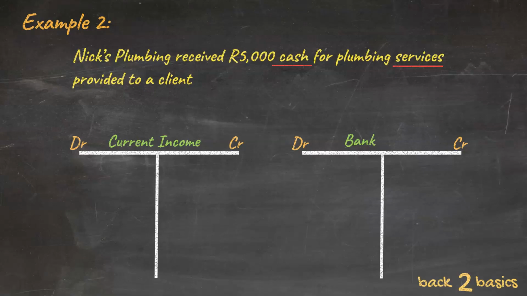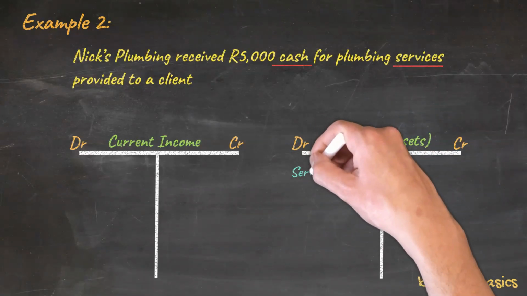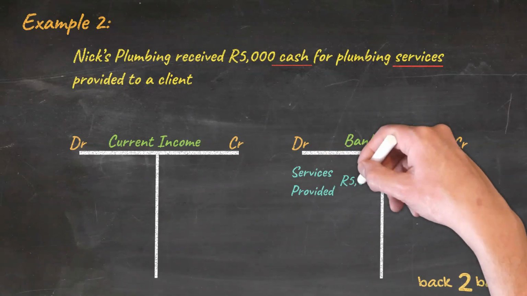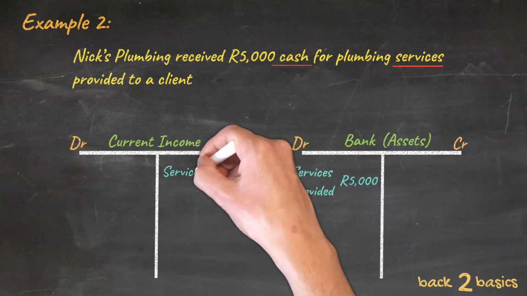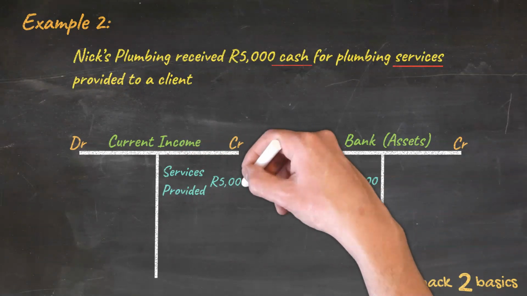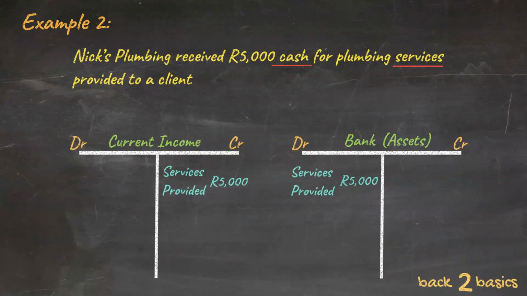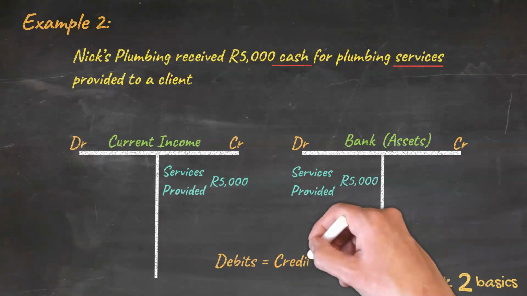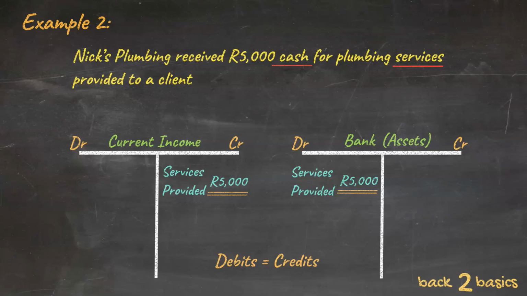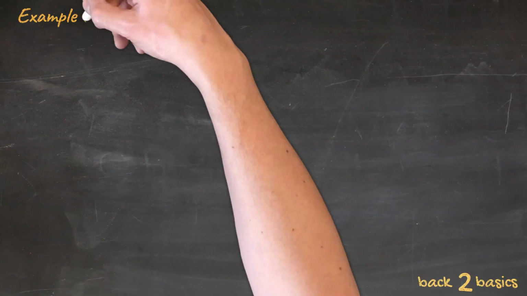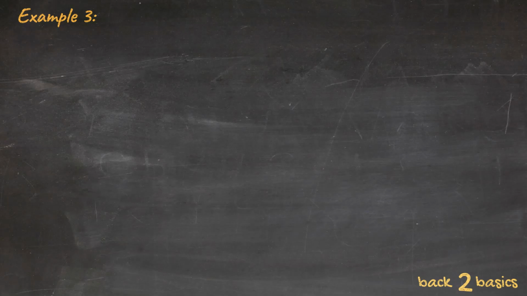Bank account being an asset account increases on the debit side, and current income being part of revenue increases on the credit side. Notice how the two values of the debit and the credit now balance. Now let's consider a transaction where more than just two accounts are affected.